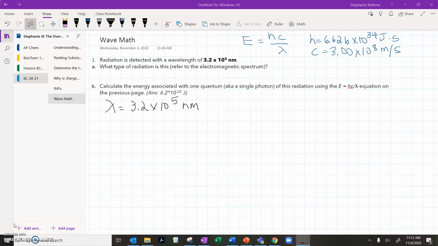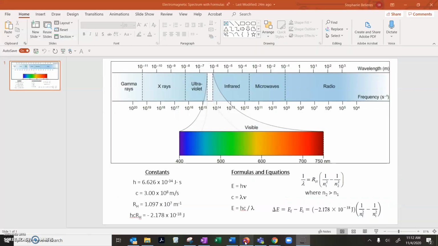Hi everyone. I wanted to walk through how to do some of these wave math problems with you. So this is number 15 in the 5.1 Understanding Light packet. And you should have that packet as well as your electromagnetic spectrum handy so that you can reference the equations and the constants and formulas. I'm going to show you that really briefly.